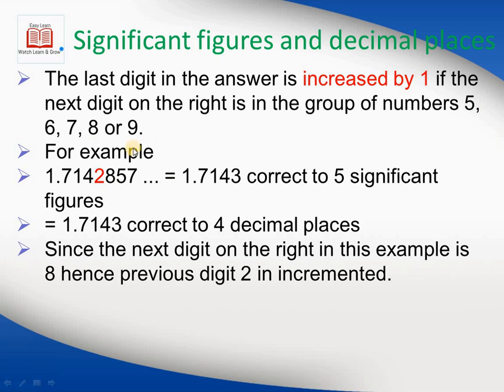Whether you have a 5, 6, 7, 8 or 9, this number is greater than 5, then we have to increase the previous digit by 1. You can see that 2 is increased by 1, it will become 1.7143. This is correct up to 4 decimal places. If we count after this dot 1, 2, 3, 4, there are 4 decimal places. Since the next digit on the right in this example is 8, hence the previous digit 2 is incremented.